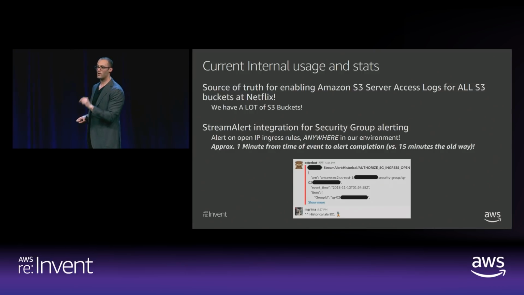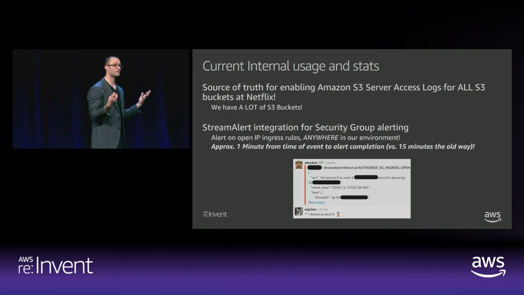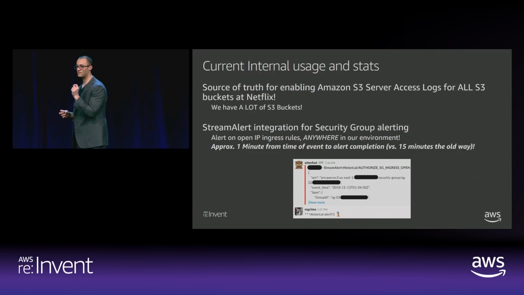CloudTrail dumps its logs to S3 every 15 minutes. That's a pretty long time in order to respond to an active potential problem in your infrastructure. We replaced that with historical for this particular alert, and we dropped the time down. Instead of 15 minutes, we brought it down to 1 minute.